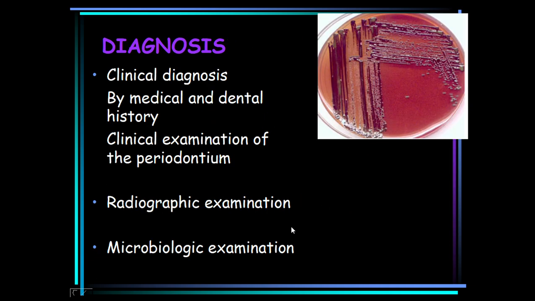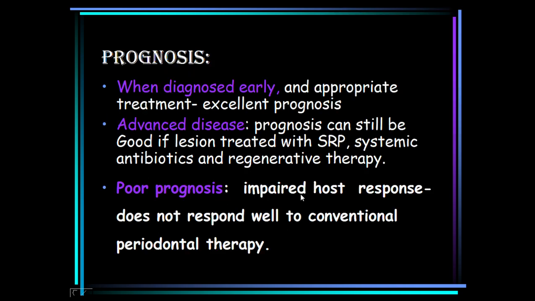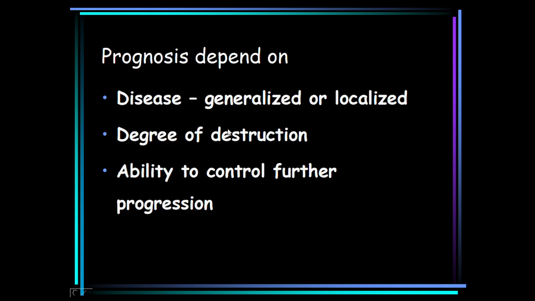Diagnosis is done by medical and dental history, clinical examination of periodontium, radiographic and microbiological examination. Prognosis. When diagnosed early and appropriate treatment is done, excellent prognosis. In advanced disease, prognosis can still be good if the lesion is treated with scaling and root planing and systemic antibiotics and regenerative therapy is done. Poor prognosis due to impaired host response, and these patients do not respond well to conventional periodontal therapy.